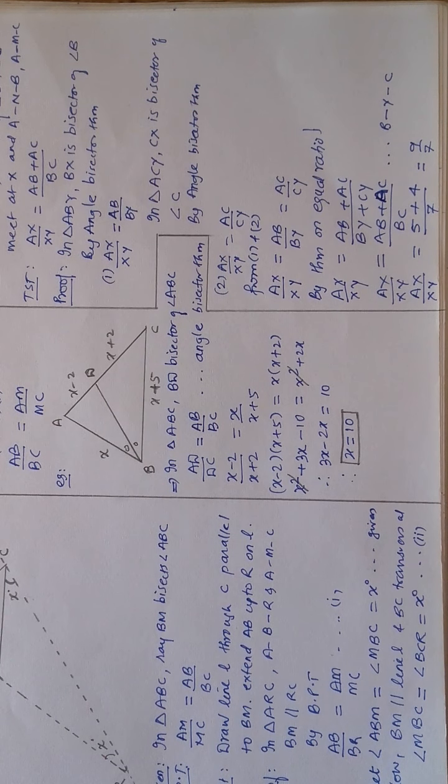Only one thing we are using here: you have to decide which triangle you have to take. That is your basic starting point. If you take triangle ABC and the angle bisector over there, then obviously you will not get this. You have to concentrate on AX is to XY and then the theorem on equal ratio.